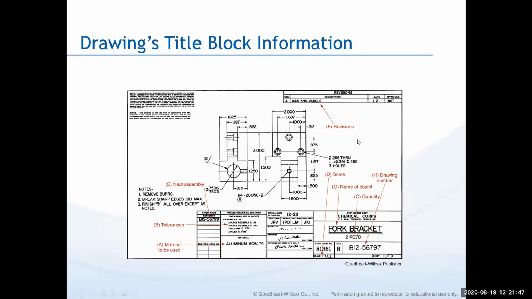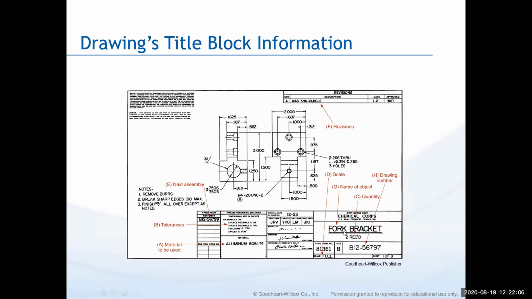Down here we have the scale, and in this instance it says full, which means it can be articulated as full or one-to-one, meaning that the size that you see on the paper is a direct representation of what it's going to be in real life. These scales can change a little bit. We'll talk about that in a minute.